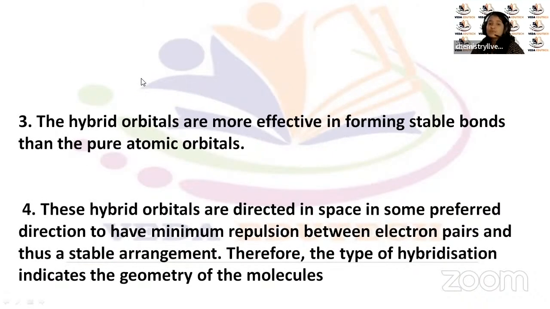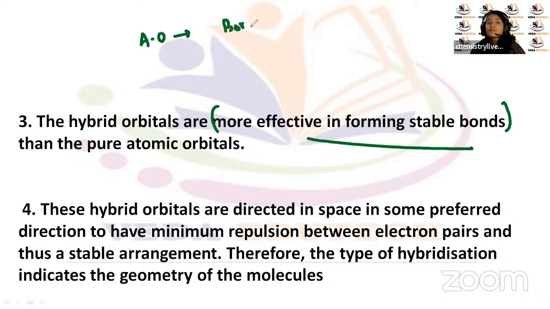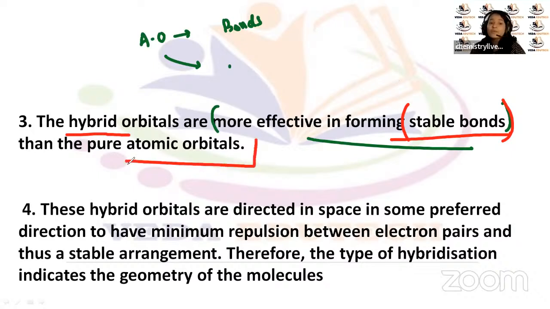Let us move on to the third one. I'll read out the points and I'll explain to you. They are more effective in stable bonds. We saw that in VBT, the atomic orbitals were forming bonds. Then why did we make MOs? Why did we make hybrid orbitals, children? Because they exhibit more stable bond formation. The hybrid orbitals have more stable bonds than the pure atomic orbitals.